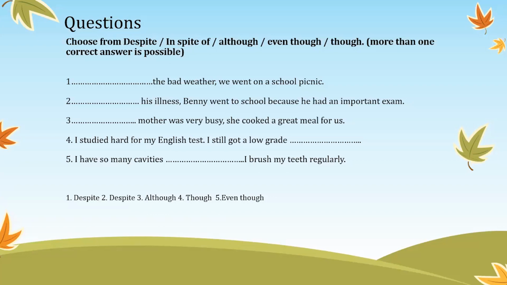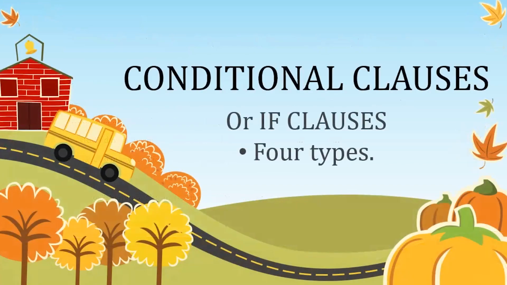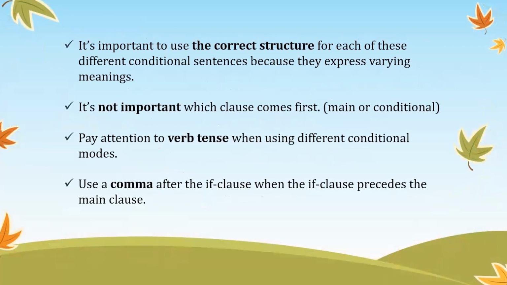Hope now we can move to the next part of the lesson, and it will be on conditional clauses, or as you all know, if clauses. And the basic thing is that conditional clauses are 4 types, and we're going to see about them. It's really important to use the correct structure while focusing on conditional sentences because each structure gives different meanings. So you should be careful of using the correct structure, and it's not important which clause comes first.